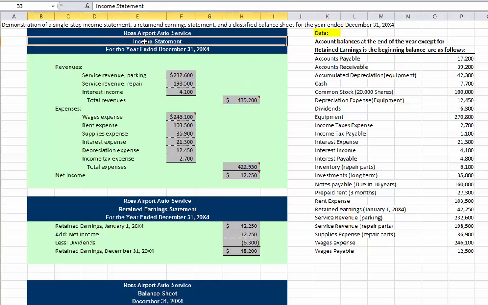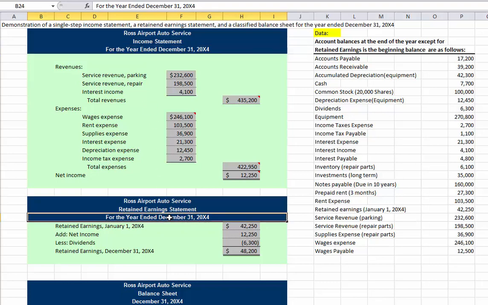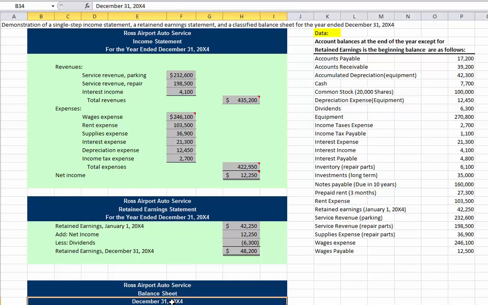Please always make sure that you set the title of the statements correctly. For the income statement, the first line is going to be the name of the company. The second line is the name of the statement. And the third line is the accounting period. For the income statement and the retained earnings statement, it's for the year ended. It's talking about the total accounting period. The balance sheet is saying specifically what do we have on hand at that specific last day of the accounting period.